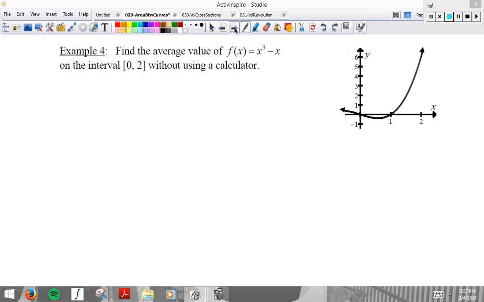It's just a formula. So here's my function. They want me to find the average value without using a calculator. Well, I'm going to take the integral. I'll say the average value would be the integral from 0 to 2, a to b, of f of x all over 2 minus 0.